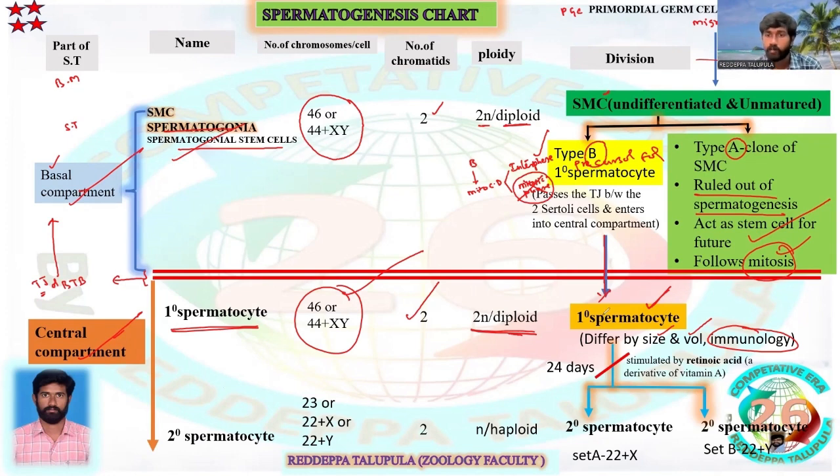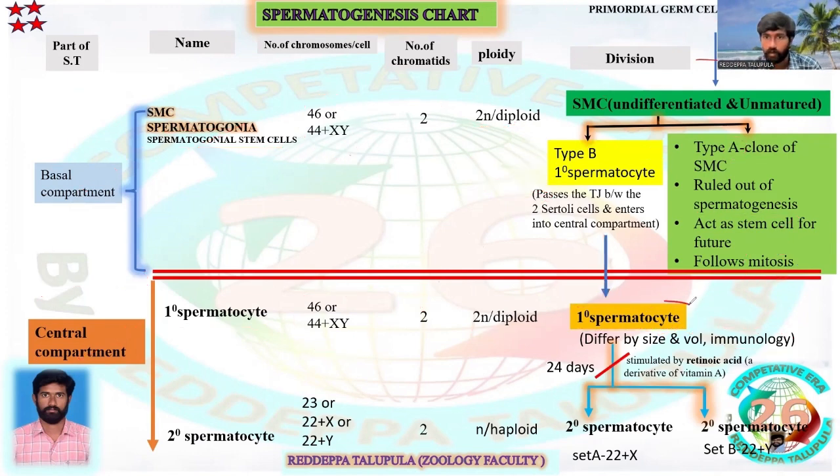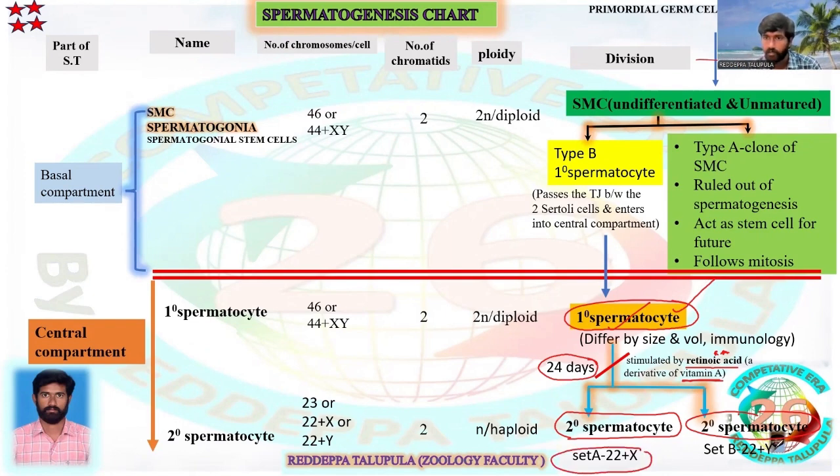Okay. Now, in the primary spermatocyte, meiosis 1 will happen. Meiotic division will be caused under the stimulus of retinoic acid, a derivative of vitamin A, taking 24 days. Now, this primary spermatocyte is converted into secondary spermatocytes. By the occurrence of meiotic division 1, the primary spermatocyte produces two secondary spermatocytes, set A 22 plus X and set B 22 plus Y.